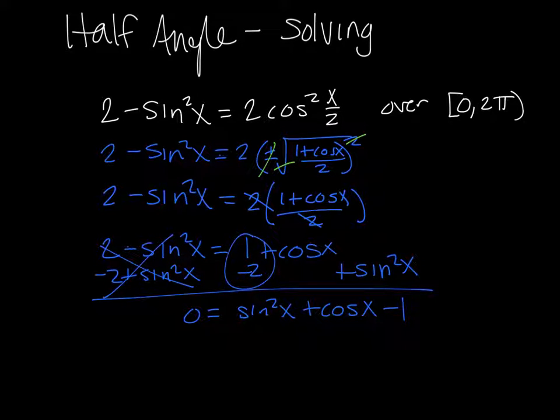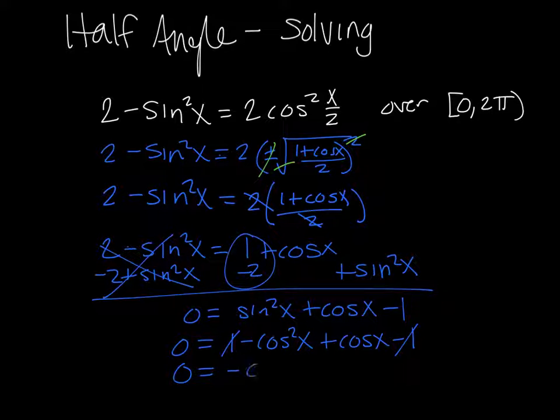Now the problem we have here is that I have a sine squared and I have a cosine. Those are different functions. So I'm going to have to replace sine squared with, the identity moved around, 1 minus cosine squared plus cosine x minus 1. And then 1 minus 1, those cancel out. And so now I have 0 equals negative cosine squared x plus cosine of x.